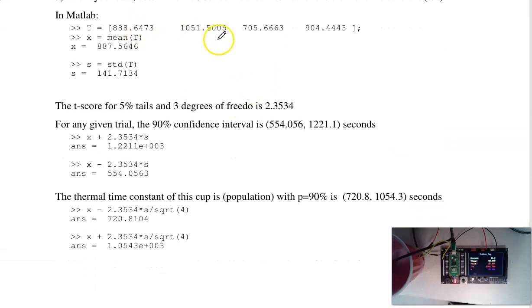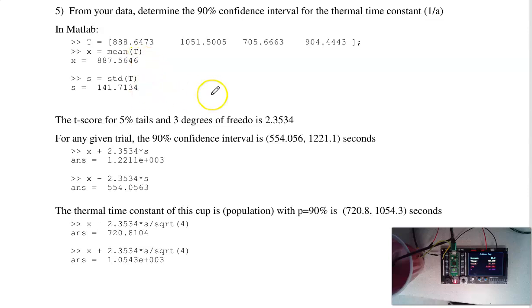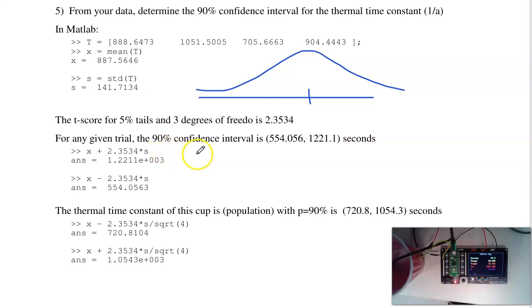So I've got 4 data points as a mean, standard deviation. The 90% confidence interval for the next data point, the next reading, will be the mean plus or minus 2.35 standard deviations. This is the t-score for 5% tails with 3 degrees of freedom, meaning sample size of 4. So I'm going to be 90% certain my next reading will be somewhere in this range for my time constant.